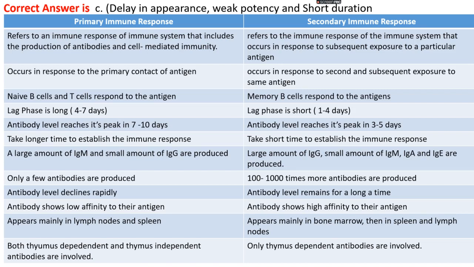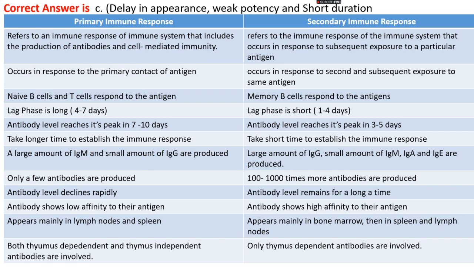And if we see that lag phase is long, that is 4 to 7 days in primary immune response. Lag phase is short, that is only 1 to 4 days in secondary immune response. The antibody level reaches its peak in 7 to 10 days in primary immune response. Antibody level reaches its peak in just 3 to 5 days in secondary immune response.